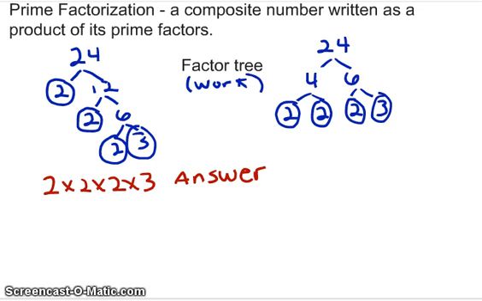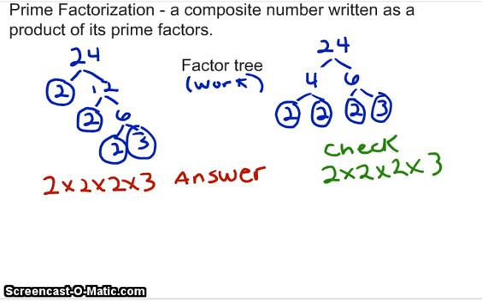Now we have a way that we can prove that or check ourselves. And so let me show you how we would check ourselves. We would take the 2 times 2 times 2 times 3 and actually multiply it out and see what we get. We should get 24 if we do everything correct. 2 times 2 is 4. 4 times 2 is 8. And 8 times 3 is 24. And that is what we should have gotten, is 24.